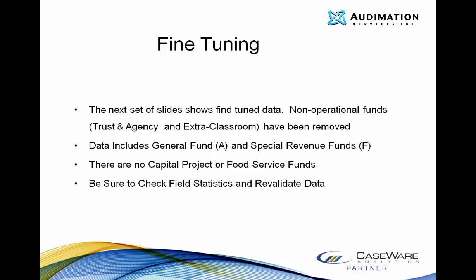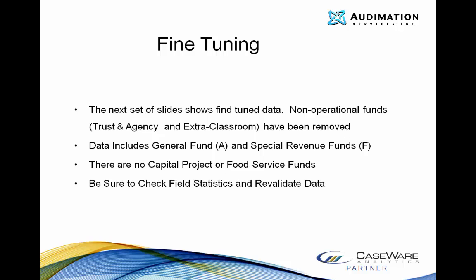So I'm just looking at the operational funds. I usually don't want the trust and agency funds in there. I don't want the extra classroom because I look at them separately. I'm just really looking for the main funds, which would be the general fund, the special revenue funds, cafeteria, and maybe the capital projects, although that one too I might look at separately because it's got very large payments which might skew things. In this particular case, there is no cafeteria, there's only a general and a special revenue fund.